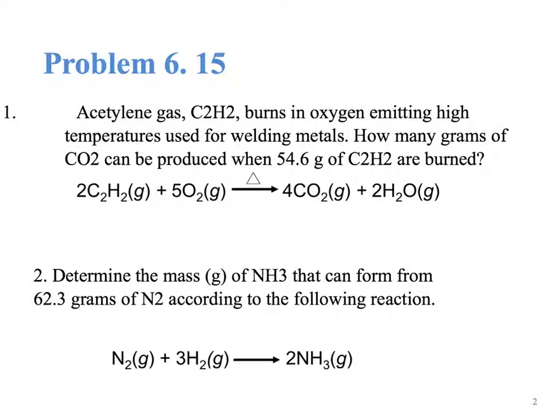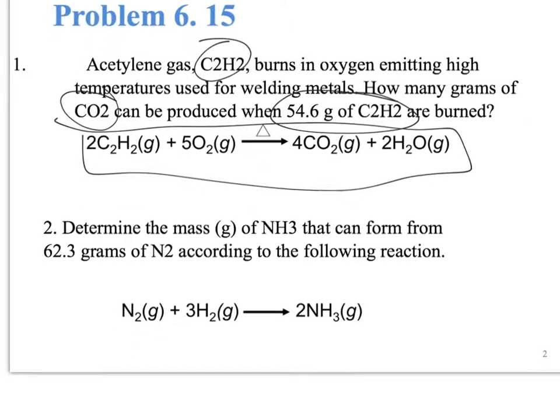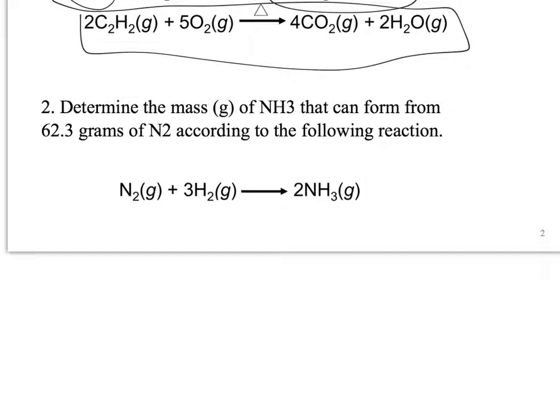So we're going to do these two problems together. This compound burns with oxygen in the following balanced equation. We want to know if we burn this many grams of acetylene, how much CO2 is produced. So we're going to use our balanced equation, and we start with 54.5 grams of C2H2. The conversion factors that we're going to do is always from grams to moles, then moles to moles, and then we can go from moles to grams.